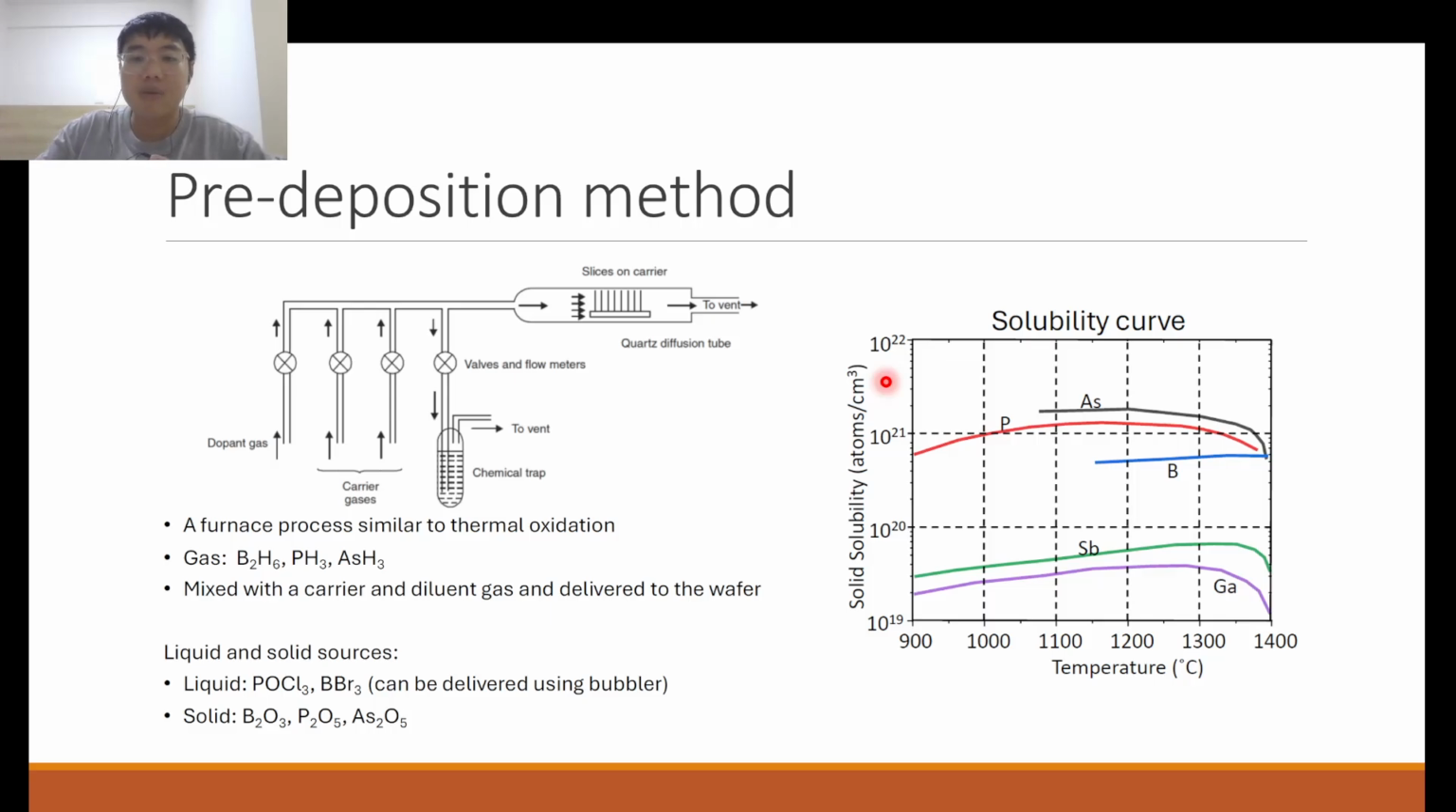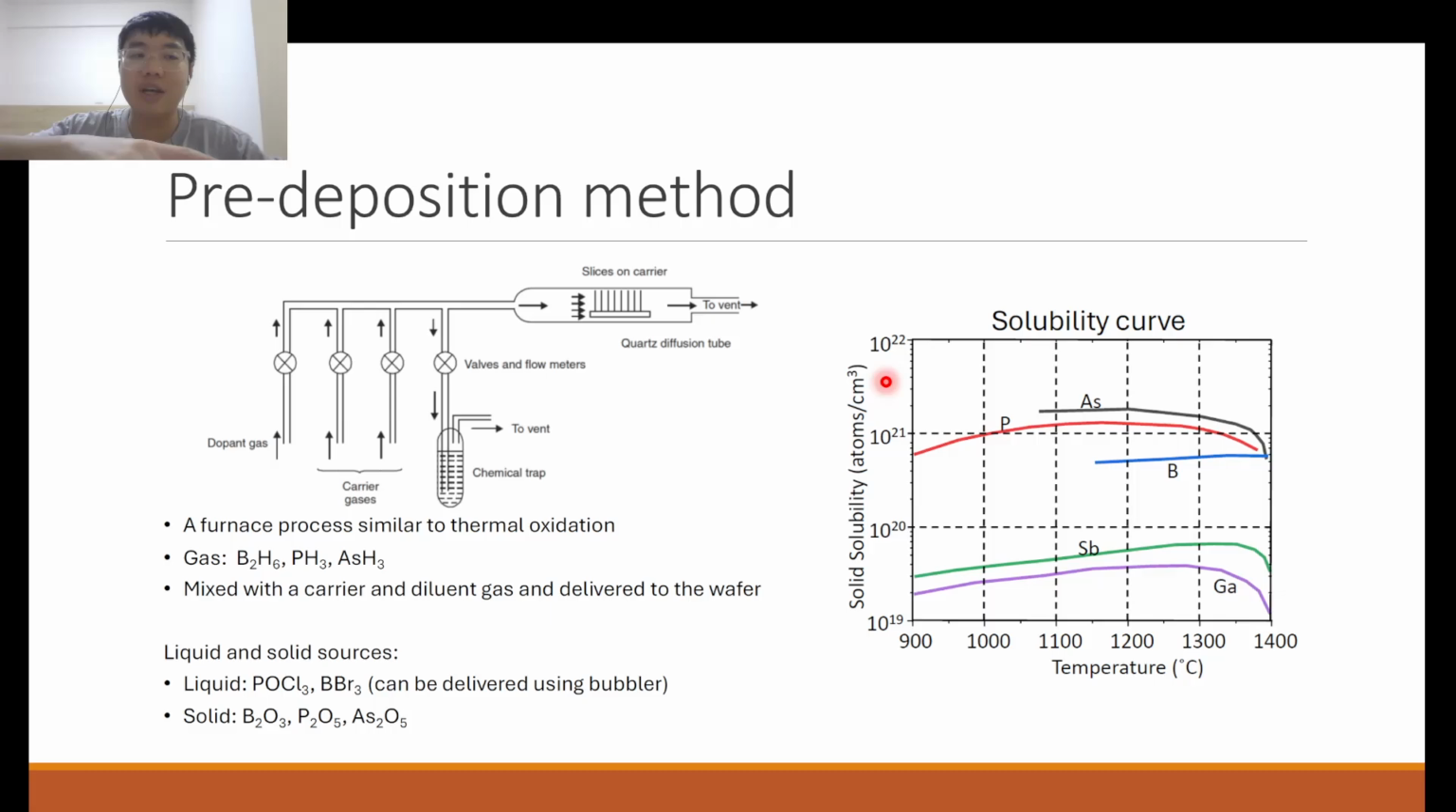So there's a solid solubility limit of various dopants within silicon, and normally we conduct this pre-deposition step at that solubility limit. The reason for this is so that the concentration doesn't vary so much. So why do I say that? That is because if we, let's say, conduct the pre-deposition method below the solubility limit.